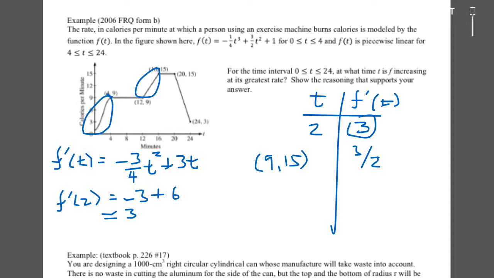Notice here the actual question is: what time does that happen? So here I'm going to give the answer at time t equals 2. I'll write up the answer next.